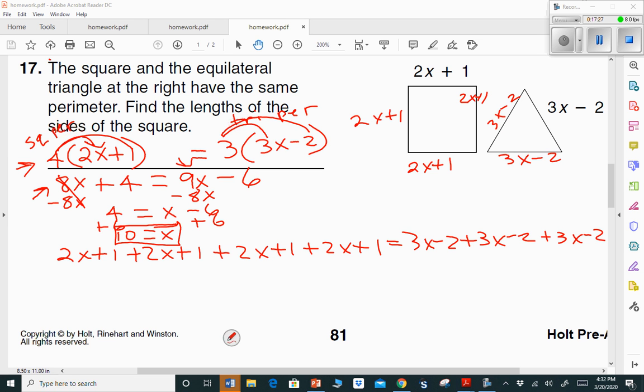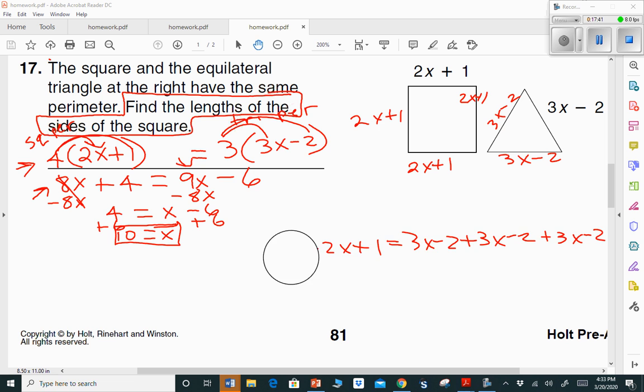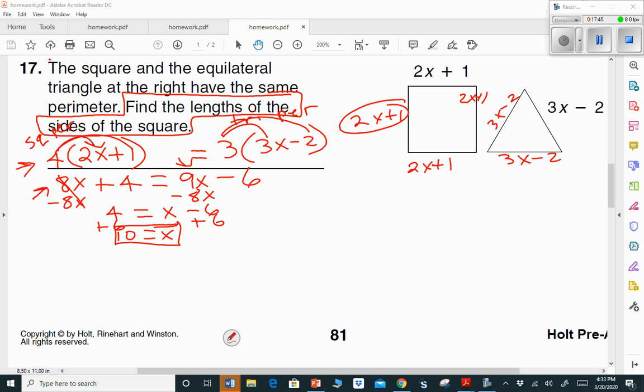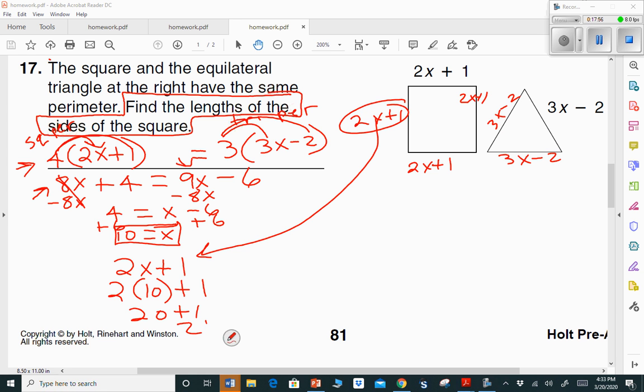Now, is that your final answer? It says, find the lengths of the sides of the square. They're all the same, so we only have to do one of them. I'm going to get rid of this right here. So 2x plus 1, plug in 10 for x, gives you 20 plus 1, which is 21.